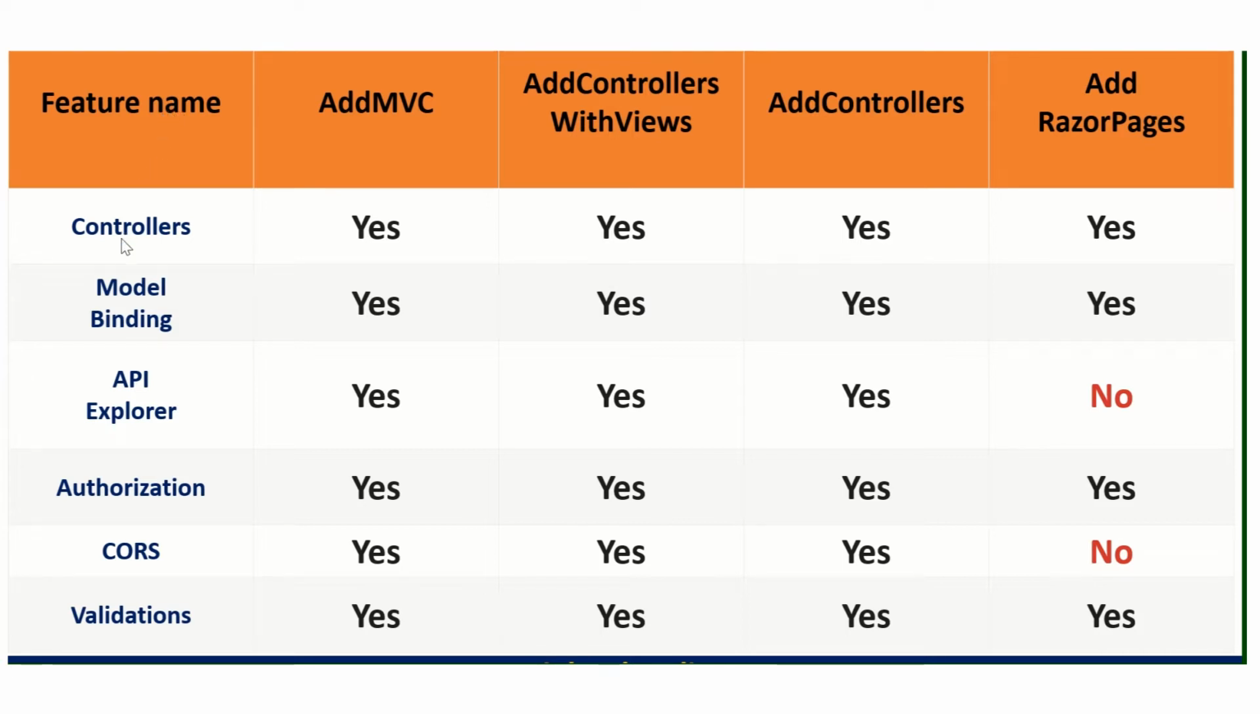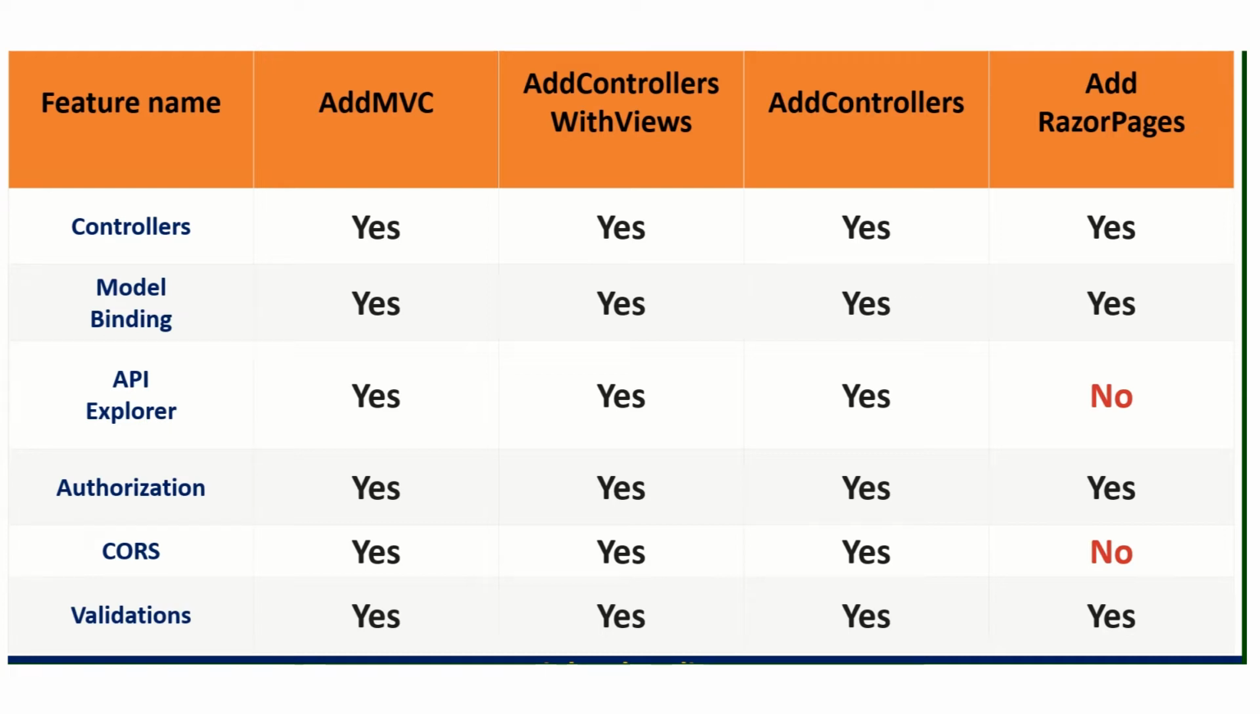So let's start with the first. The first feature is controllers, right? If you use only controllers, then you can use any one of them, right? First one is AddMvc, second is AddControllersWithViews, and AddControllers or AddRazorPages. Any of them you can use for controllers. If you only need controllers, then you can use any of the 4 methods, any one, right?